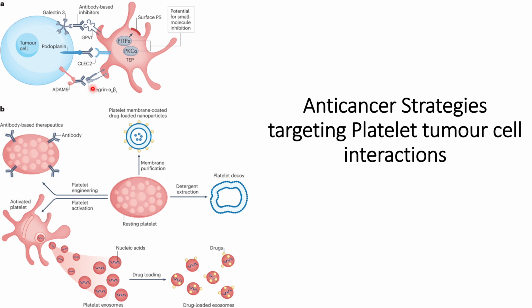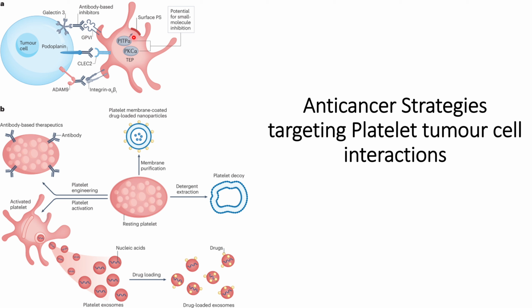These strategies are divided into two different categories. The first one is about antibodies that can inhibit the interactions between platelets and the tumor cells. There are three different antibodies being discussed. First, antibodies that can target GP6, or glycoprotein 6, that is expressed on the platelets; second, antibodies that can target CLEC2, that is also expressed on the platelets; and third, integrin alpha 6 beta 1, that is also expressed on the platelets.